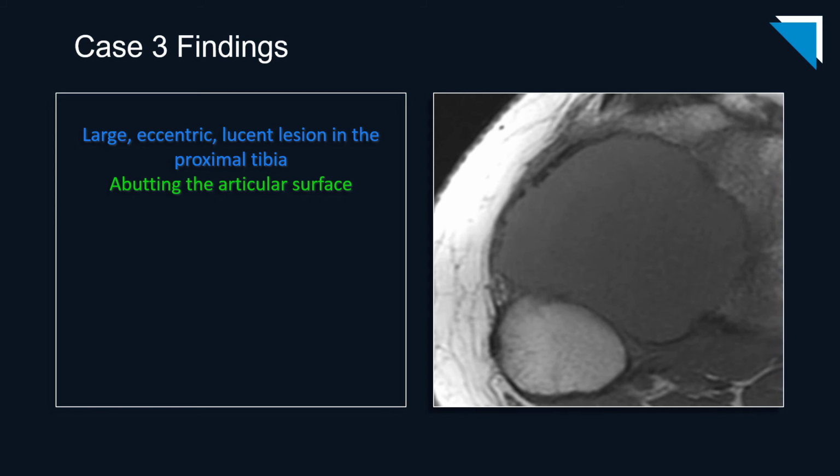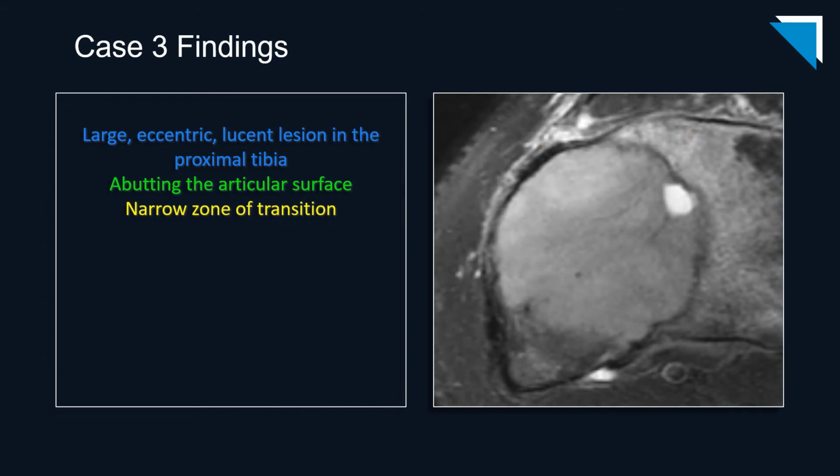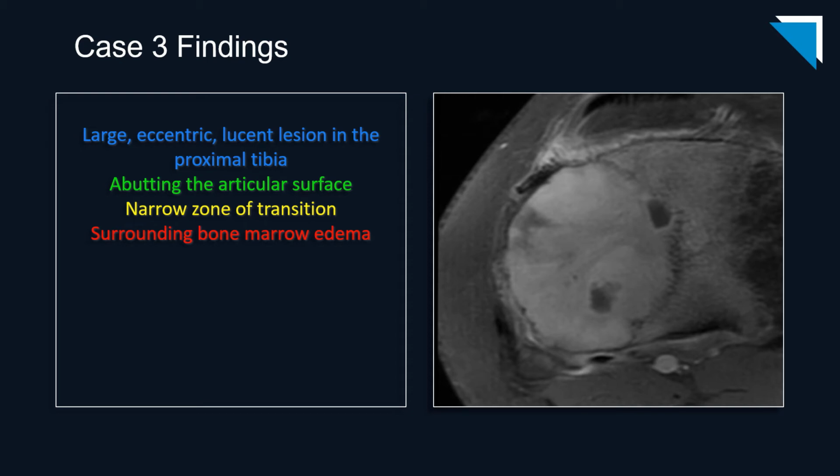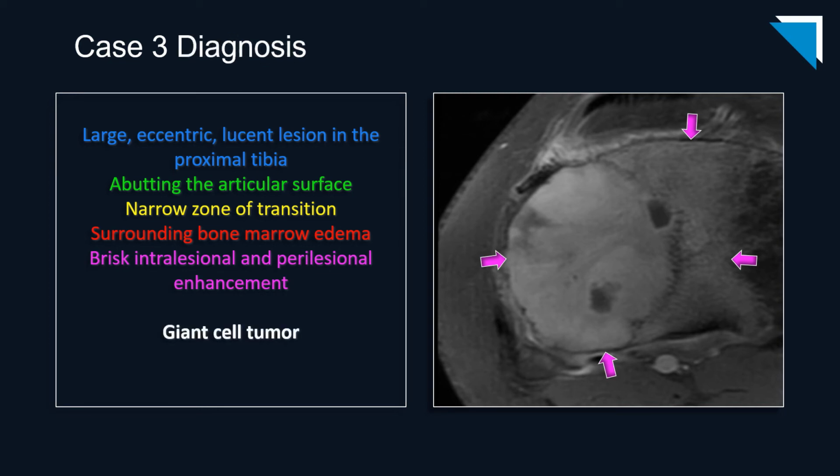This axial T1 weighted image demonstrates the lesion very nicely. It is iso-intense to mildly hyperintense relative to muscle. And you can see there is a narrow zone of transition which suggests a non-aggressive lesion. On this axial fluid sensitive image, we can see pronounced adjacent bone marrow edema. And on this axial post-contrast image, we can see brisk intralesional and perilesional enhancement. This is, of course, a giant cell tumor.